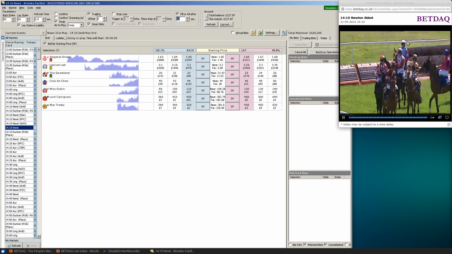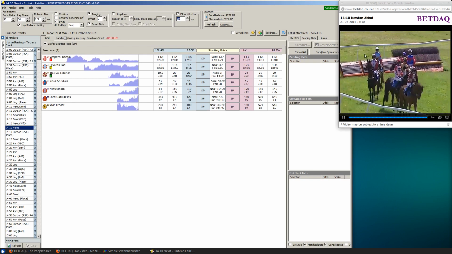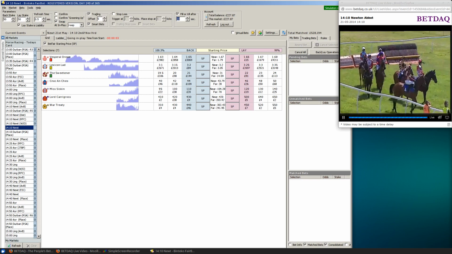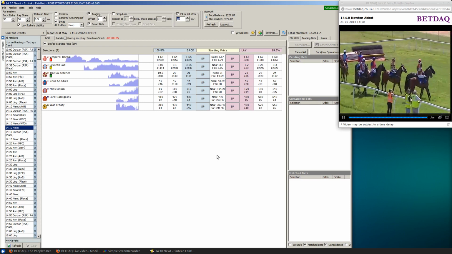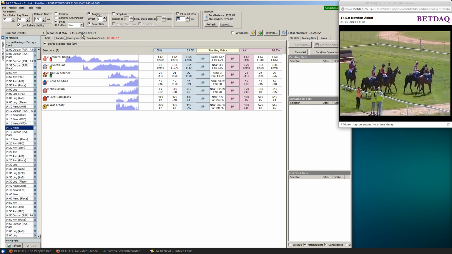There he is, that's him up there. So it's that chap and that chap there that we need to think about. Okay, now this is a 2 mile 6 furlong race.